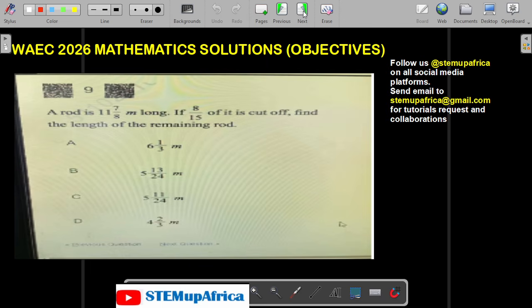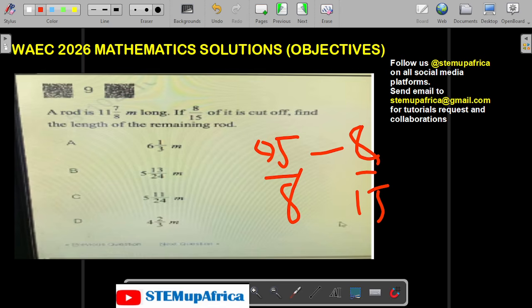Next, a rod is 1 and 7 over 8 meters long. If 8 over 15 of it is cut off, find the length of the remaining rod. So let's convert this one to a fraction first. We have 11 times 8 plus 7, 88 plus 7. That will give us 95 over 8 minus 8 over 15.